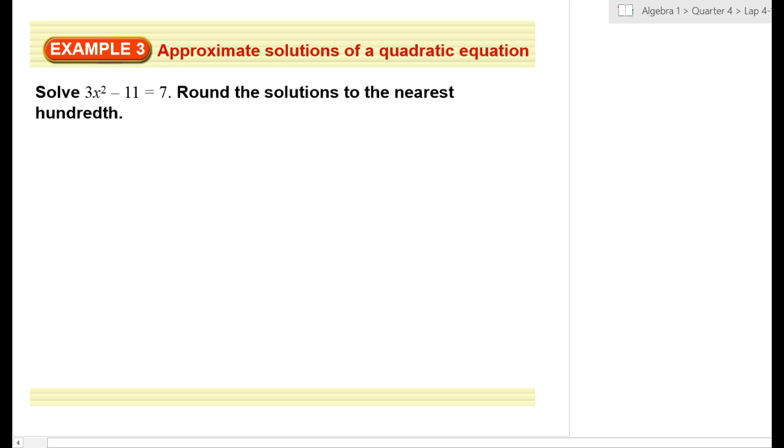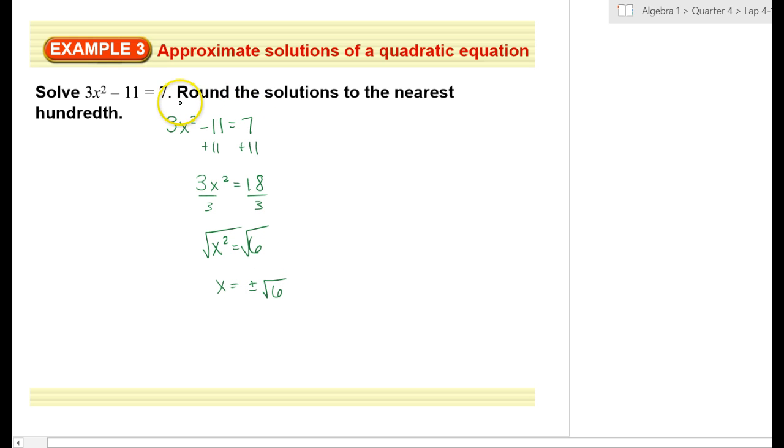Alright, so not every number is going to be a perfect square, but we can approximate just by rounding and using your calculator. So in this case, again, I want to get x squared by itself. So I'm going to add 11. I get 3x squared is equal to 18. Divide by 3. I have x squared is equal to 6. Now when I take the square root of both sides, I get x is equal to plus or minus square root of 6.